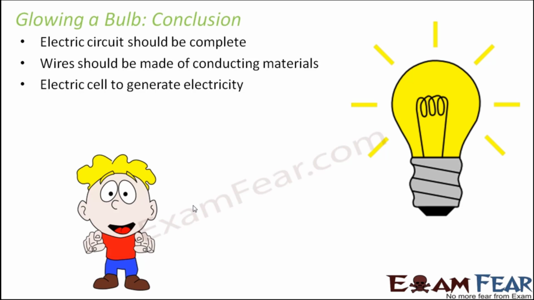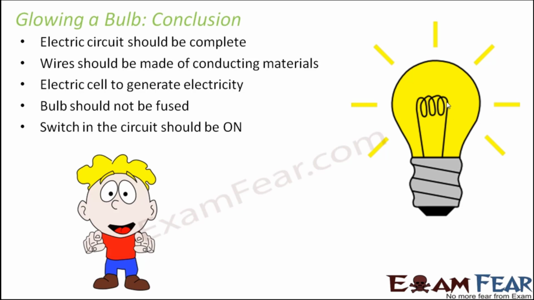So obviously there will be no electric current and the bulb will not glow. The bulb should not be fused, because if it is fused, that means the filament is broken. So in that case, again, the circuit will not be complete and the bulb will not glow. The switch in the circuit should be on, because if the switch is in off position, again, the path of the circuit is not complete and therefore the bulb would not glow.